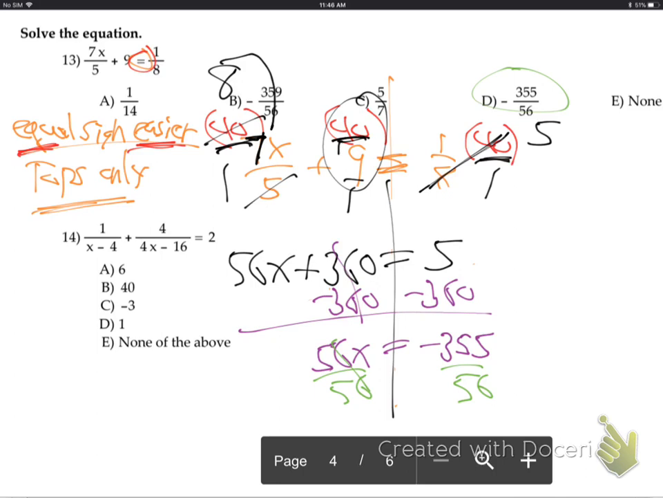What did we have? We had 355 over 56. Let's go 355 and then hit the down arrow, jump down to the bottom. I don't care about the negative, I know it's negative. And just hit enter. It did nothing, which means it's not reducible. If it changed it not at all, it's not reducible.